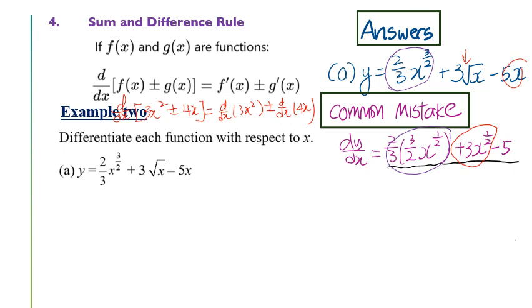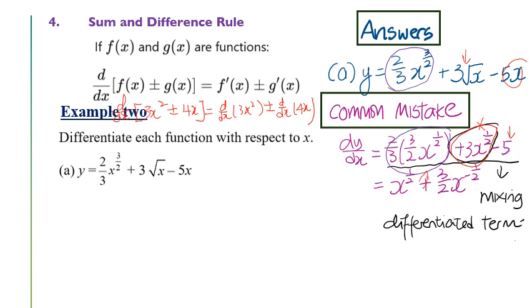Why this is not acceptable is because when you find the derivative, you have to make sure that it's a derivative for every function. It cannot be a mixture. It cannot be that this is a derivative, but this is not, and this is a derivative. It must be all derivatives. So what is the correct way of doing it? Before you find the derivative of any function, make sure you have simplified everything. You cannot mix differentiated terms with non-differentiated terms.